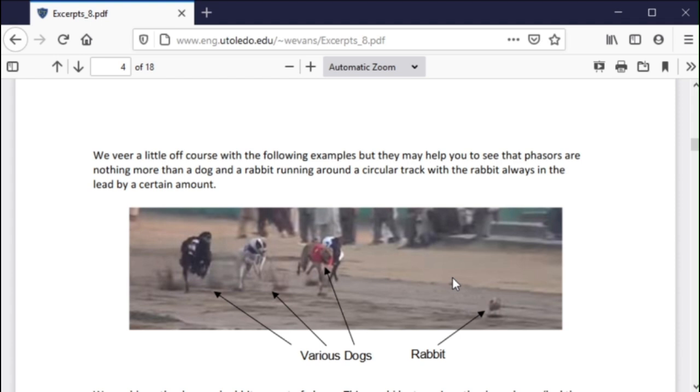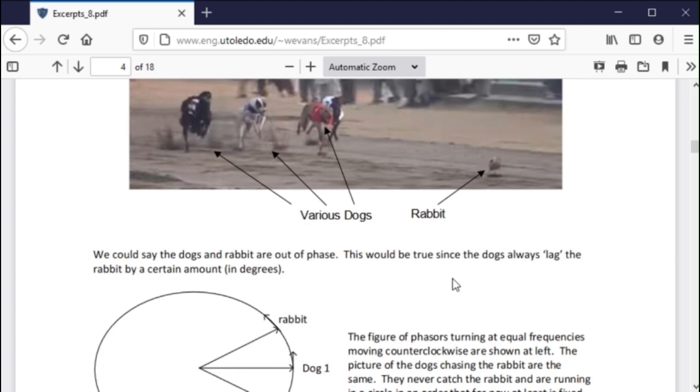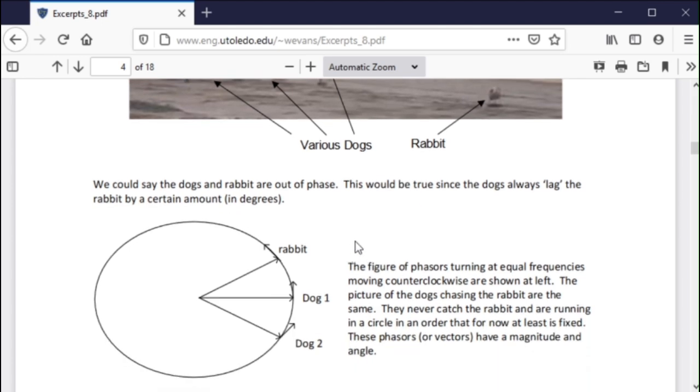Now here's an analogy that you may or may not think about. If you've ever been to a dog track and seen dogs racing, here's what happens. The dogs are running to chase the rabbit. If they ever catch the rabbit, the race is over, but they never do. So here's the rabbit, here's dog 1 and here's dog 2, and they're all running around this loop, hopefully at the same speed, but the rabbit is always ahead. It's always going to lead. So the dogs are out of phase with the rabbit.